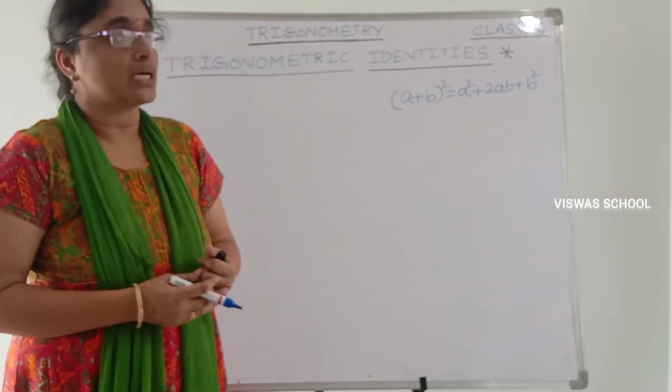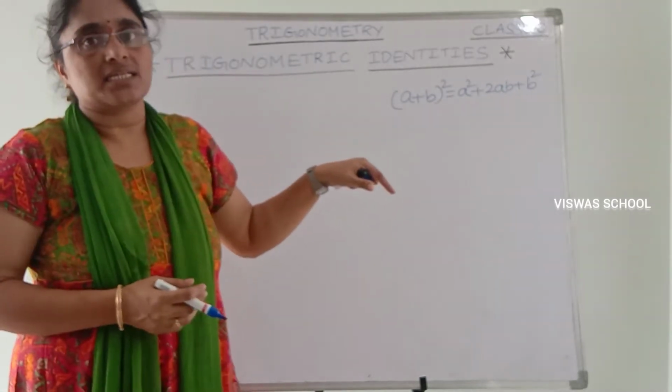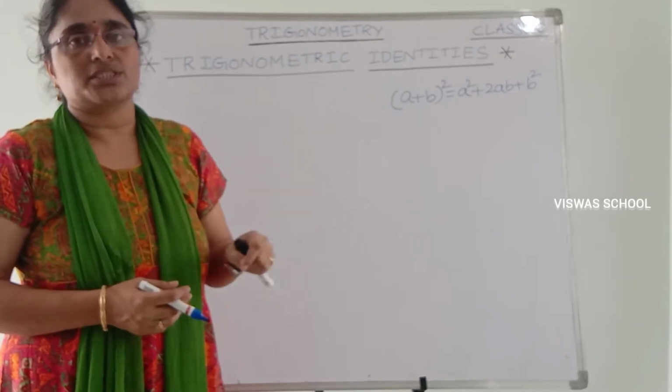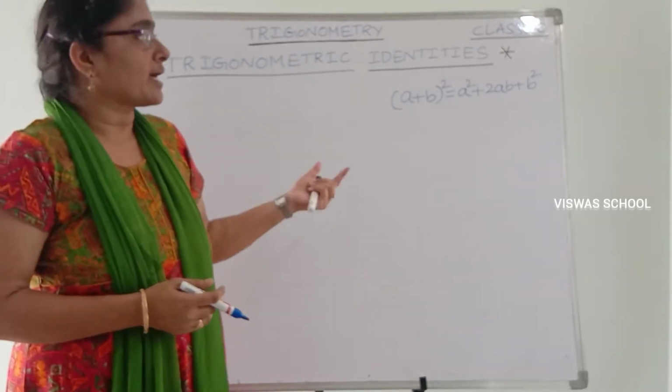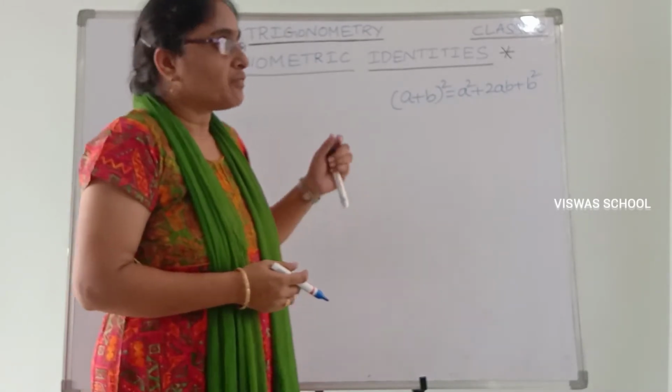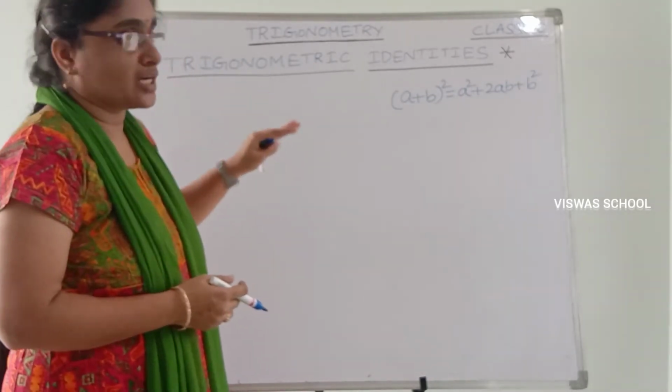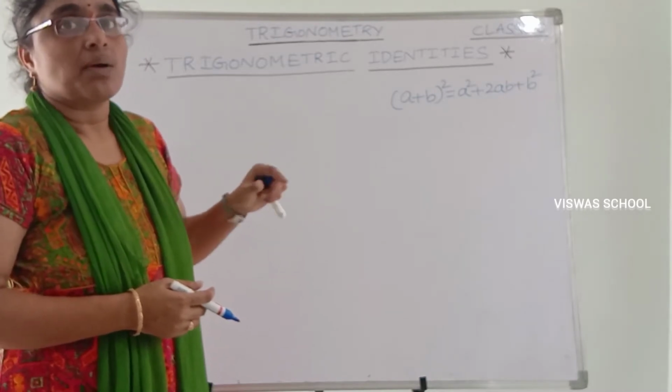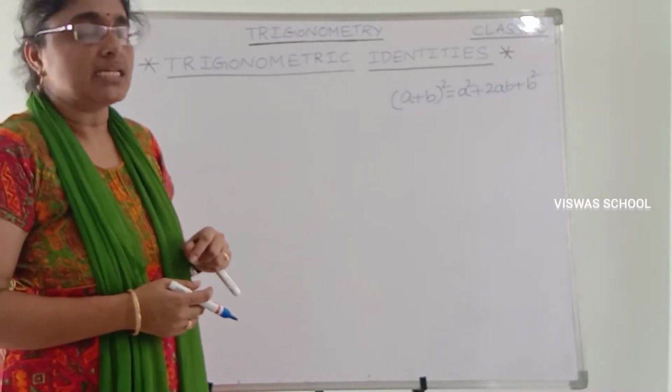What are they? Trigonometric identities involve what? Trigonometric ratios of the angles. That's why we are calling these trigonometric identities. First, we have to derive these trigonometric identities by taking one right angle triangle.